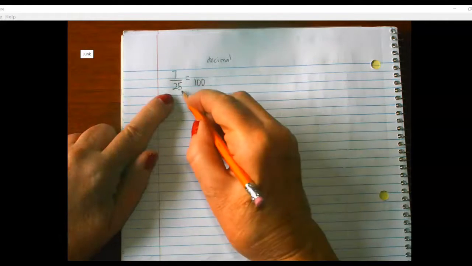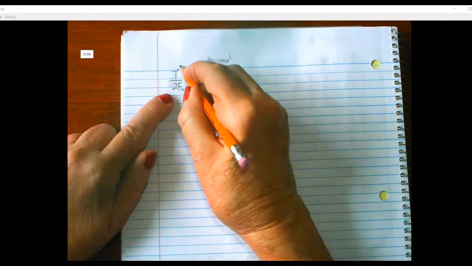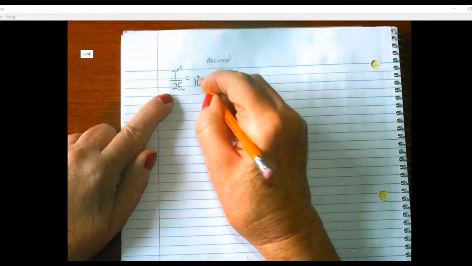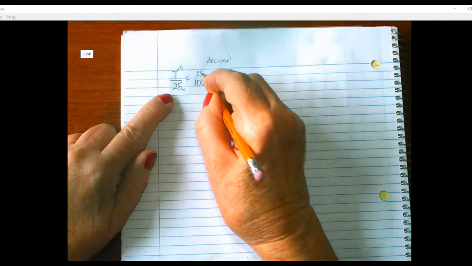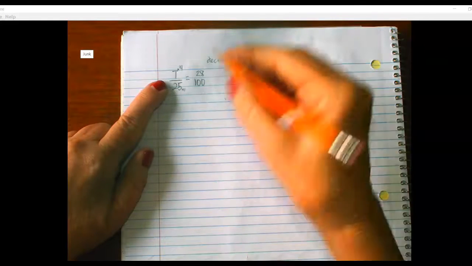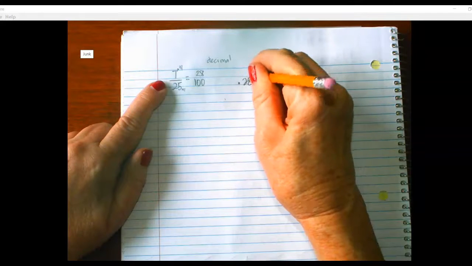So 25 times 4 equals 100. So we would just multiply. You know I meant 25 times 4. 7 times 4 is 28. And so the decimal equivalent of 7/25 will be 28 hundredths. There will be a separate video for the other conversion.